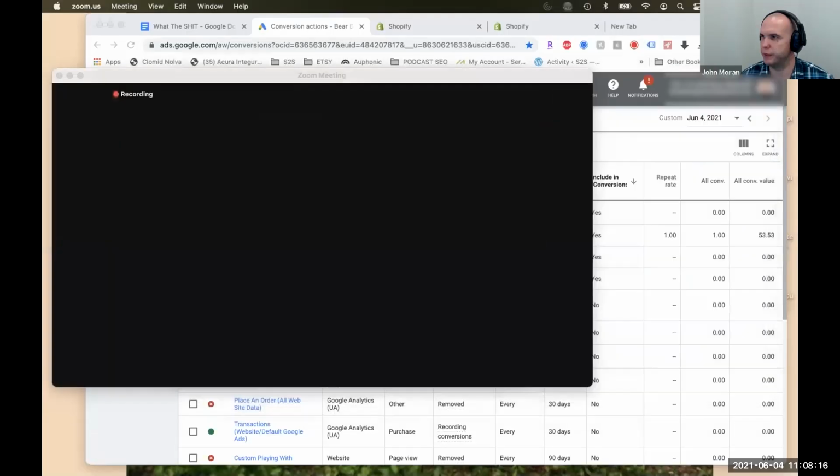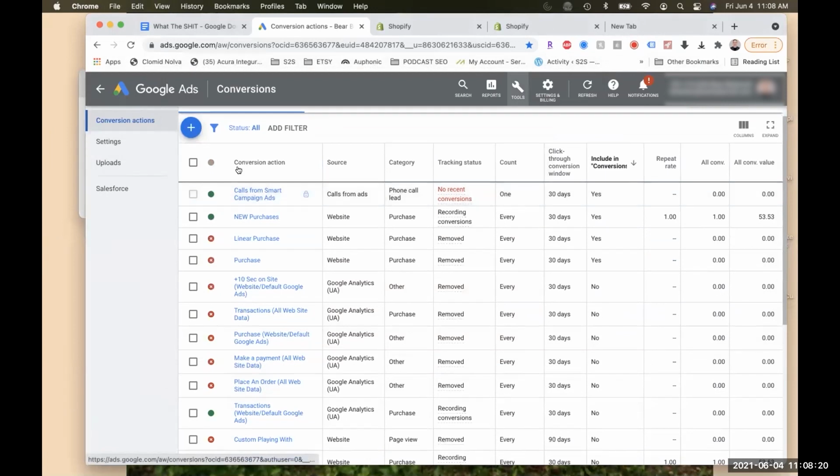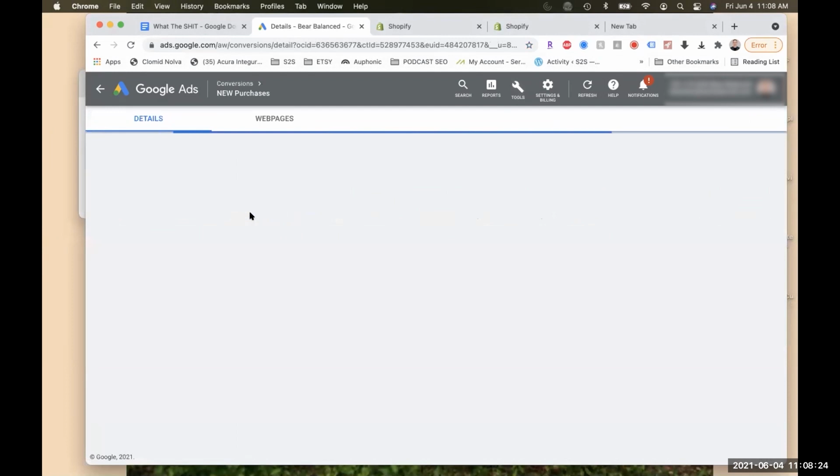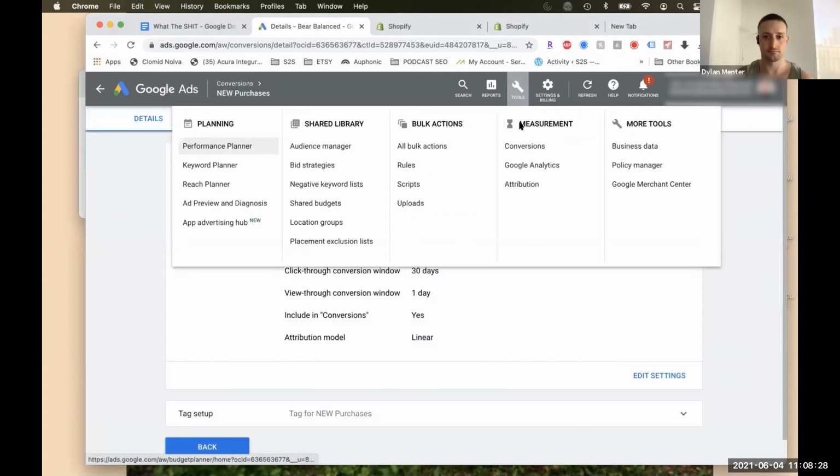Now, can you share your screen? There we go. I'm going to kill my camera just so I can have a higher resolution on your side. There we go. All right, so let's do this. Under tools up at the top right. Okay. And then go into attribution.